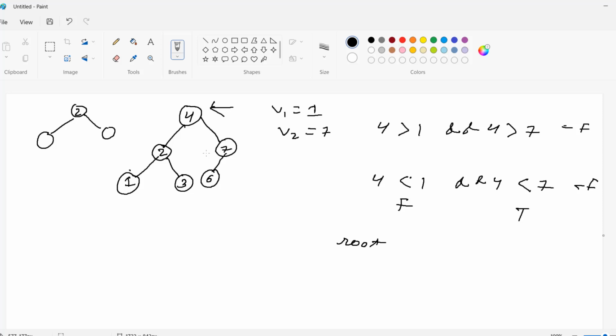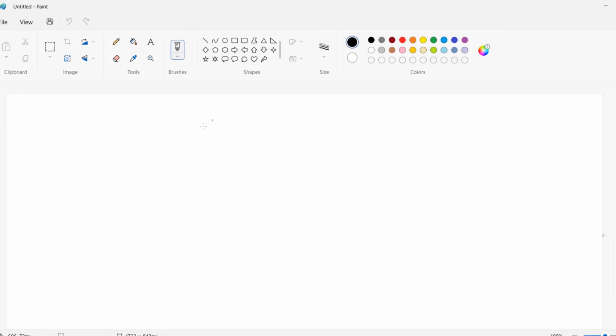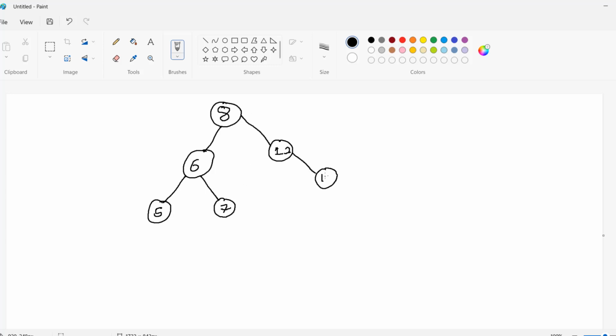What we will do, we will take one more example to understand this concept in a much deeper way. The example tree we will take as shown, and our v1, v2 values are v1 is 9 and v2 is 12. This is our v1 and this is our v2. Next we will follow the same two if conditions that we have written.